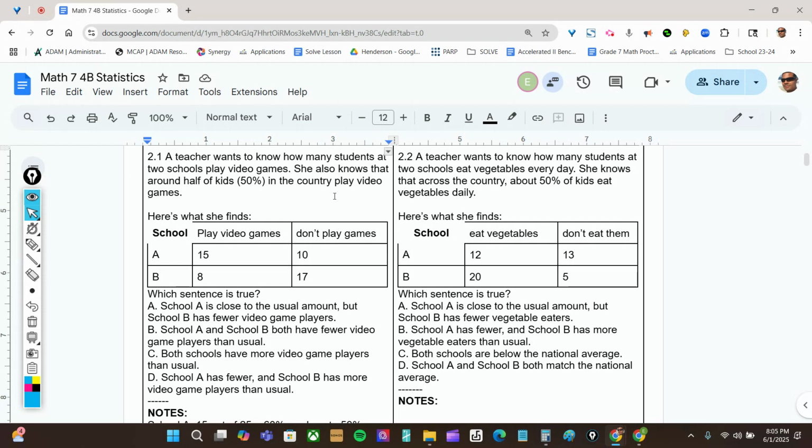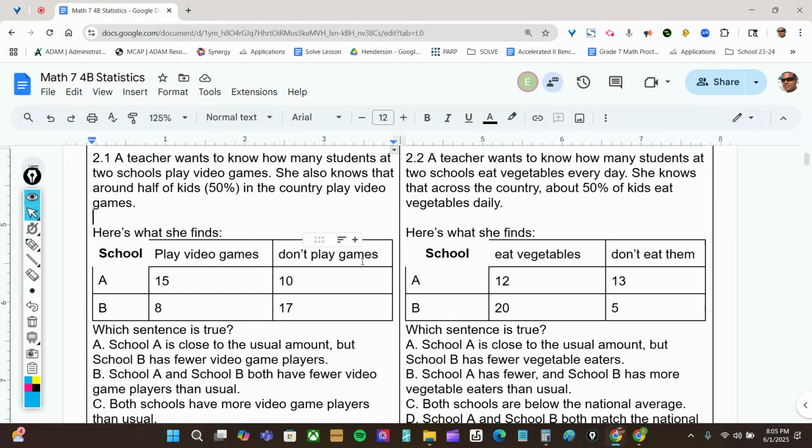All right, so on this one it says a teacher wants to know how many students at a school play video games. She knows that around 50% or half of the kids in the country play video games. Okay, so we're comparing the schools to the country.